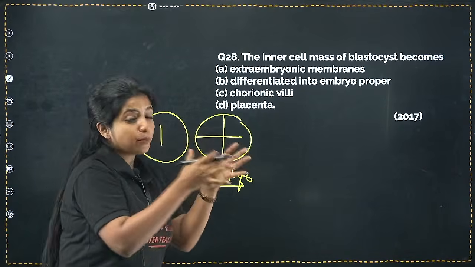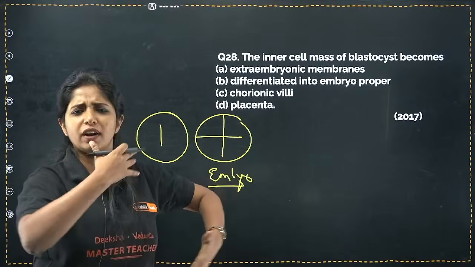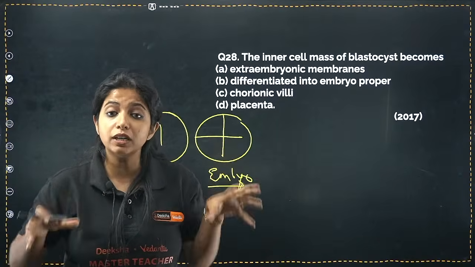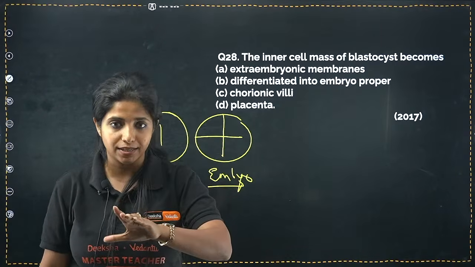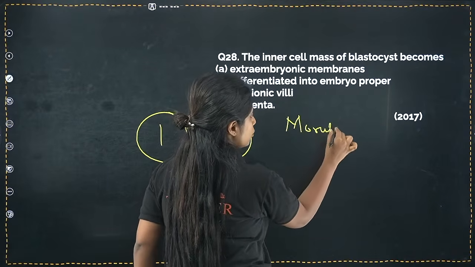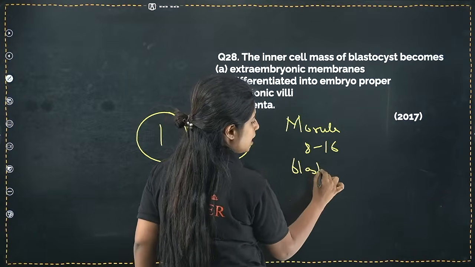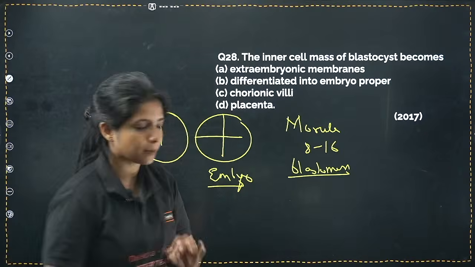This embryo is going to undergo cleavage. This division is known as cleavage. It keeps on dividing and forms different stages of the embryo. The stage where you have 8 to 16 cells in the embryo is called the morula. The cells are known as blastomeres. Similarly, you have a stage known as the blastocyst.